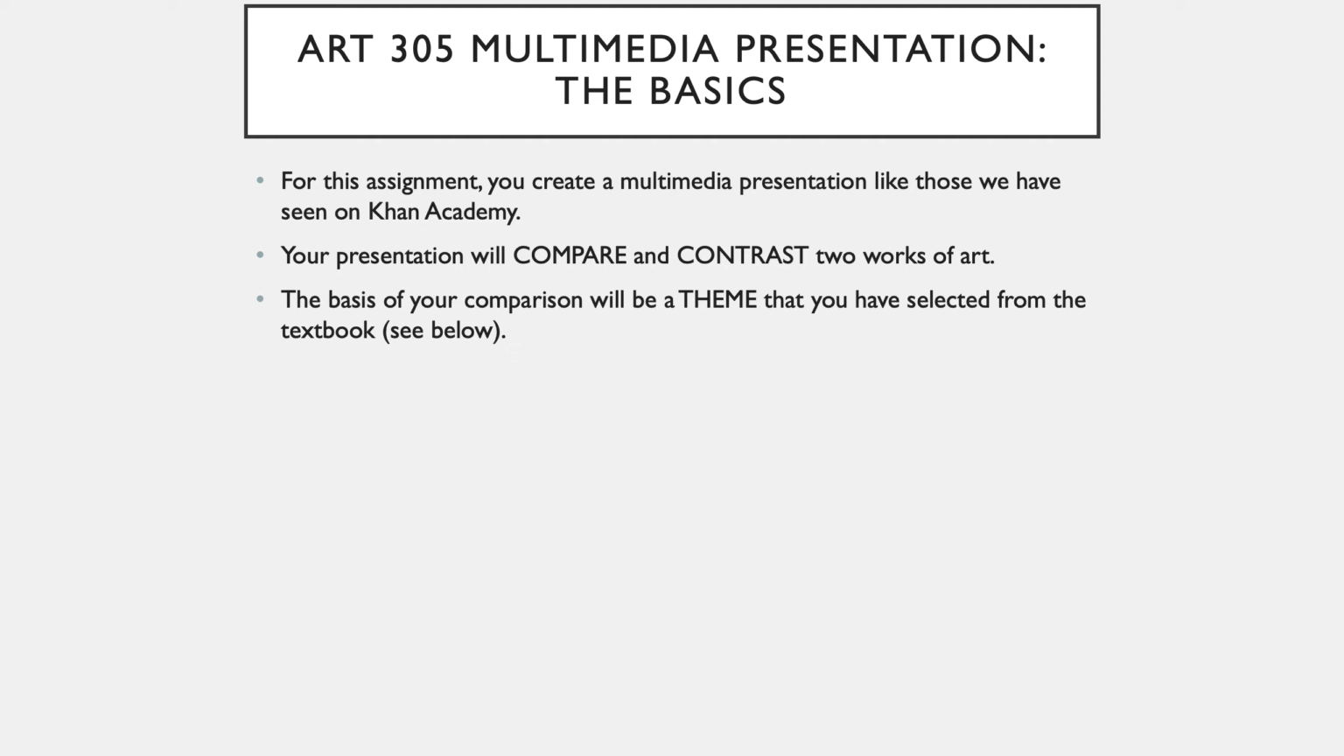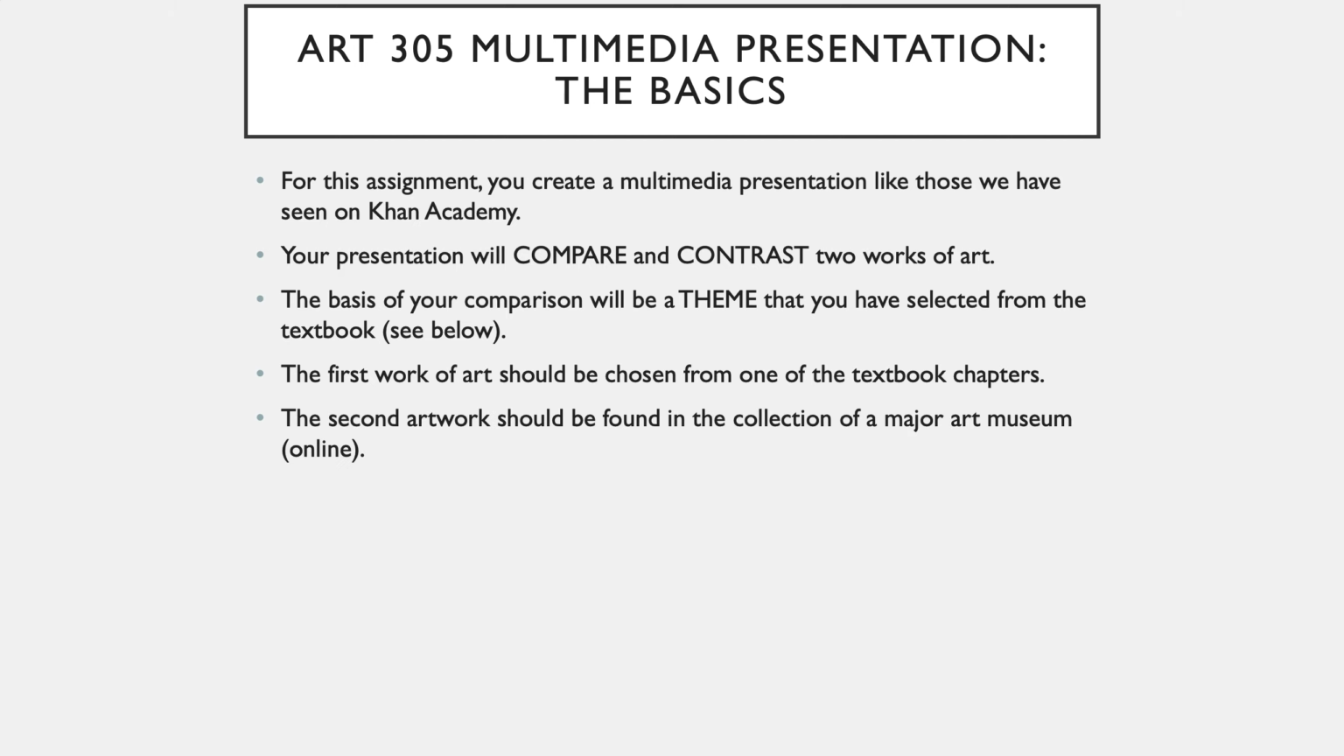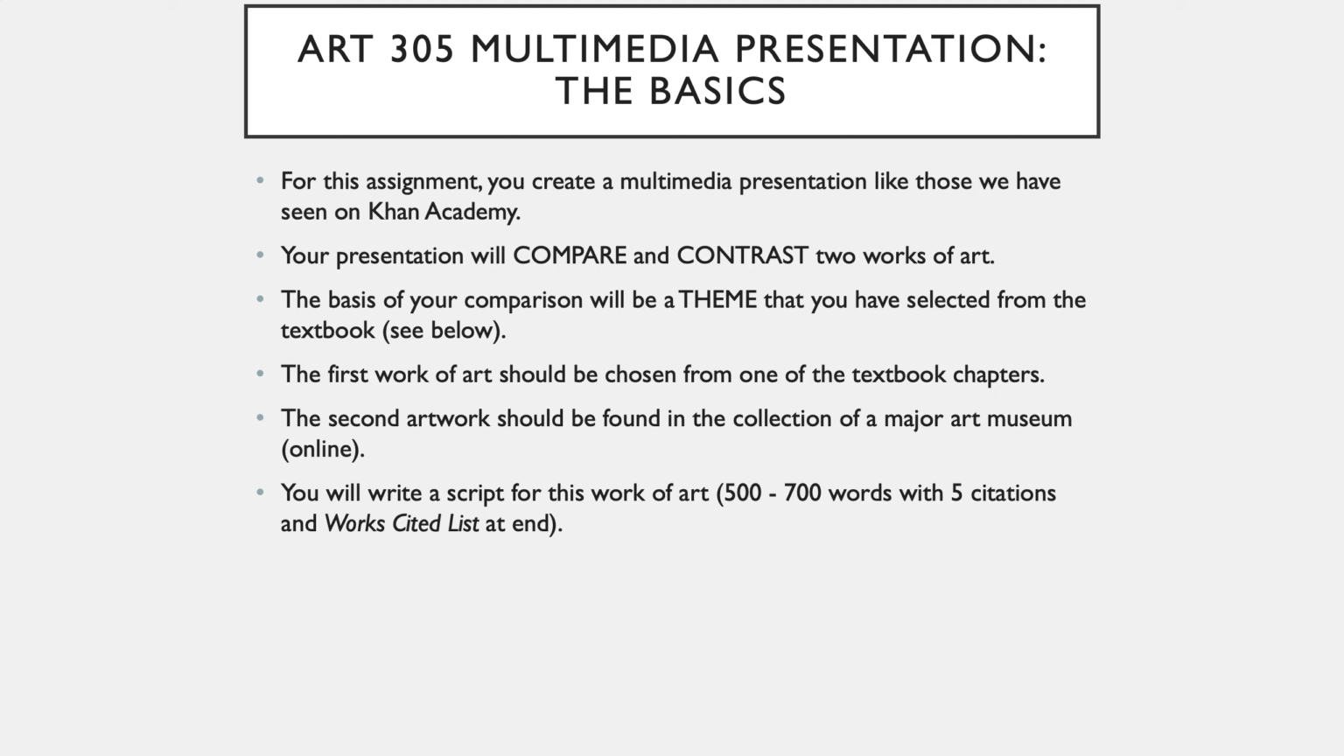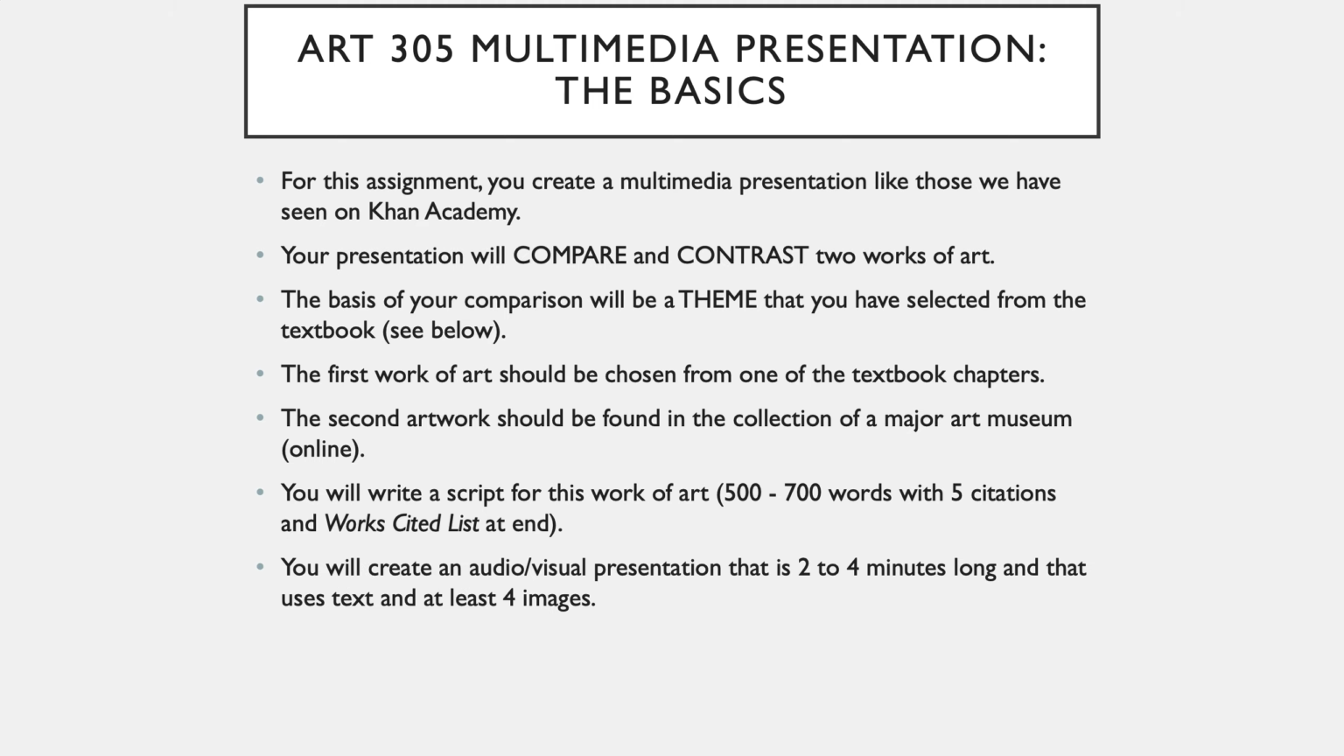The basis of your comparison will be a theme that you have selected from the textbook. The first work of art should be chosen from one of the textbook chapters. The second artwork should be found in the collection of a major art museum. You will write a script for this work of art, 500 to 700 words with 5 citations and a works cited list at the end of your paper.